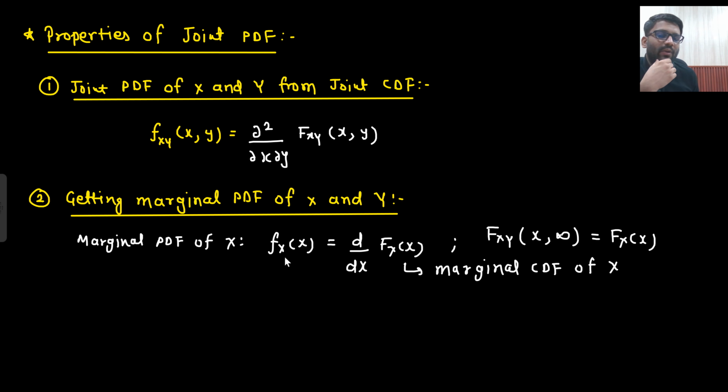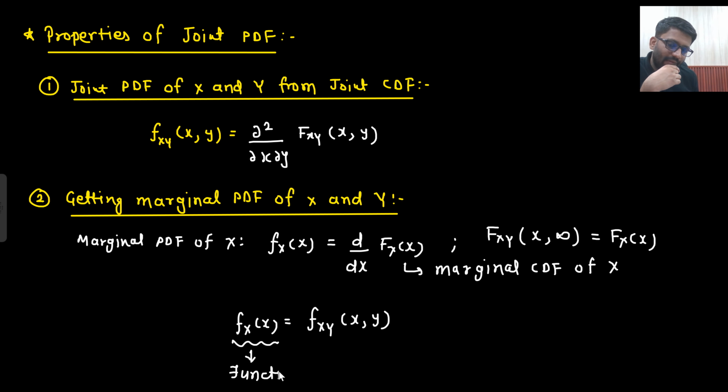From here, how can you get f_X(x)? Joint CDF of random variables X and Y is mentioned, and from here you need to get the marginal CDF. How will you get it? This is my question. So just let me know one thing. This will be a function of x only, right?